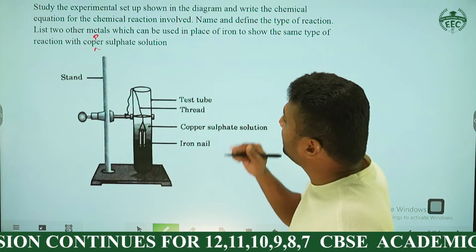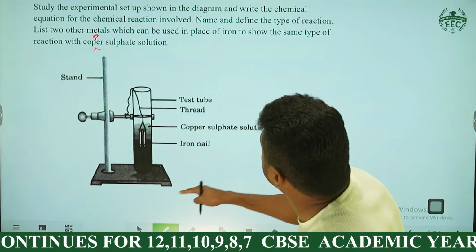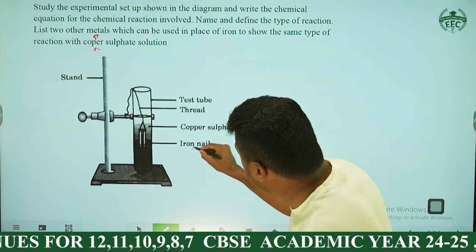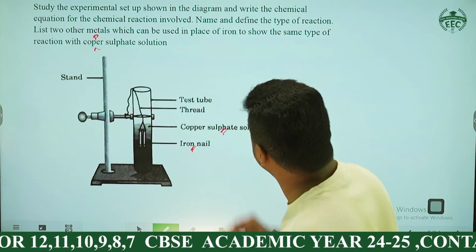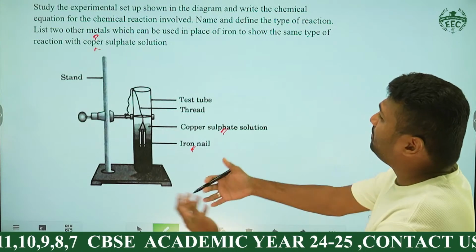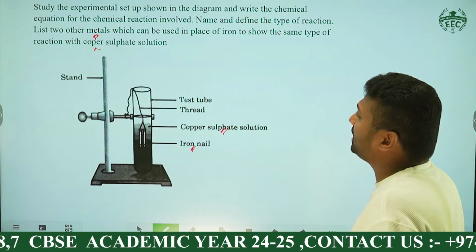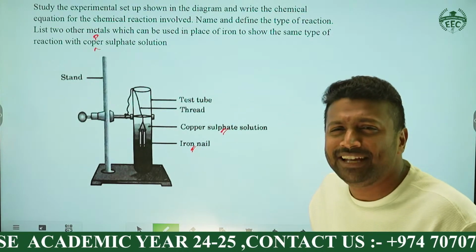Okay. So question: study the experiment setup shown in the figure. We have an iron nail dipped in copper sulfate solution, and we write the chemical equation for the chemical reaction. Tell me what is happening.